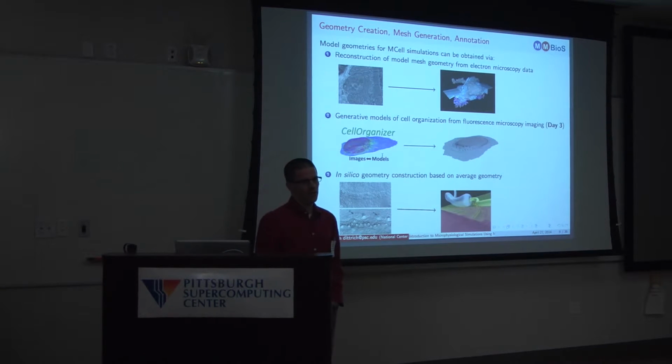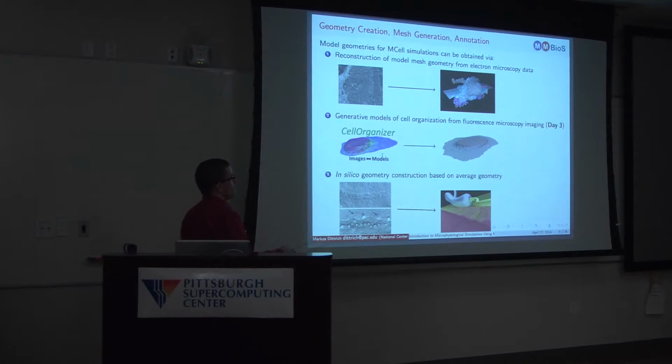And so with the cell organizer, for example, you get a real statistical distribution of possible geometries. So if you pick 100 geometries from that cell organizer, you have a pretty statistically good representation of how your system looks. If you do a reconstruction from EM, you're probably hoping that what you reconstructed is a good representation of an average neuron or synapse, but you don't really know.